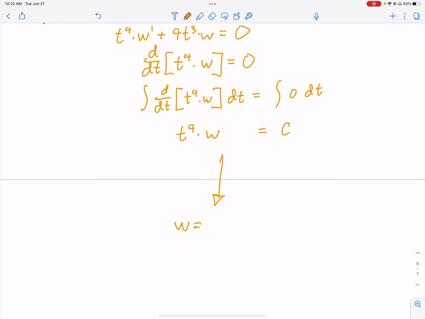All right, we get t to the fourth times w. Remember, we're using that w. We're going to do a back substitution here in a moment. So we get c times t to the negative 4.